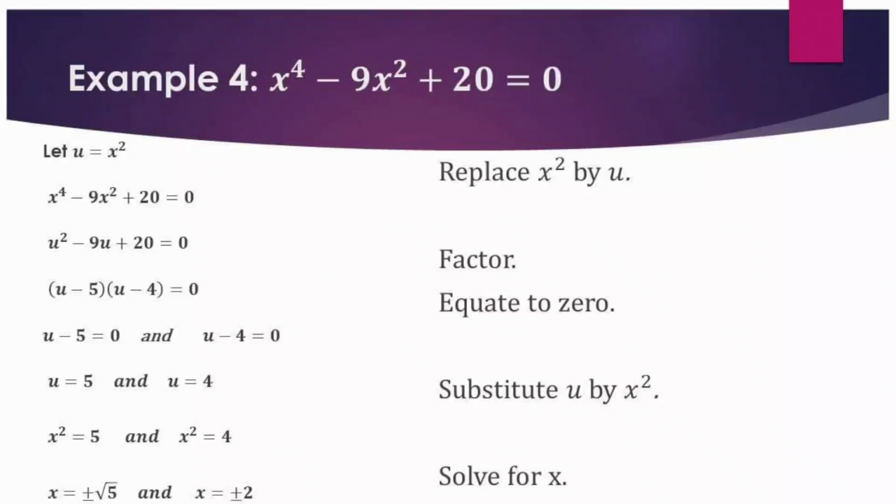But we are not solving the equation in terms of u, but we need to solve it in terms of x. So now we must bring back x squared. So substitute u by x squared, and that is x squared equals 5 and x squared equals 4. Solve for the value of x by extracting the square root. So we have x equals, the square root of 5 is positive negative square root of 5, and x squared equals 4. The square root of 4 is positive negative 2. So the answers are positive negative square root of 5 and positive negative 2.